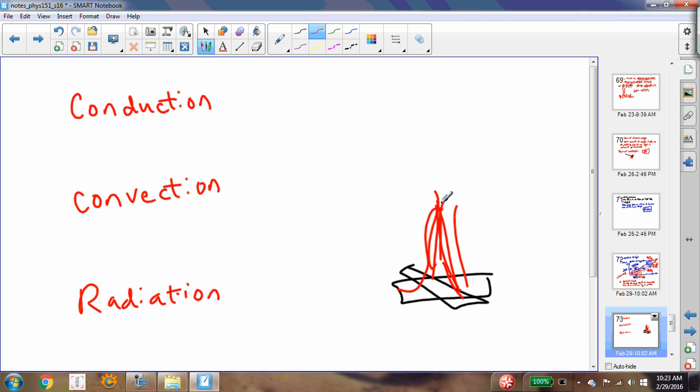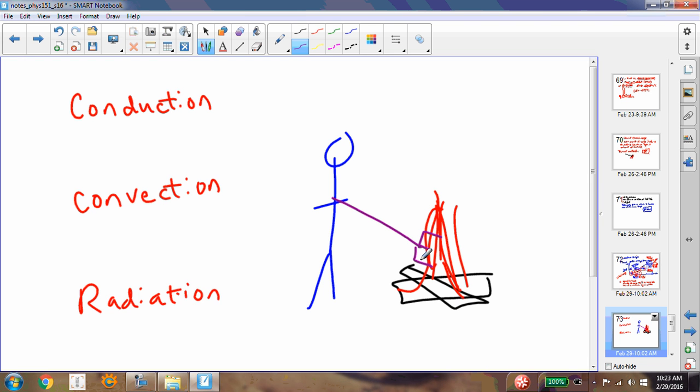Here's our campfire, and here we are. We're standing here, and we've got our fork sticking in the fire. There are several different ways that energy is being transferred from the source of heat, which is the campfire, to you, the person receiving the heat. You have a couple of different ways.